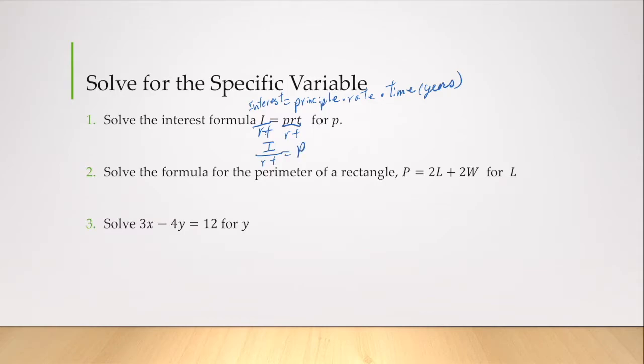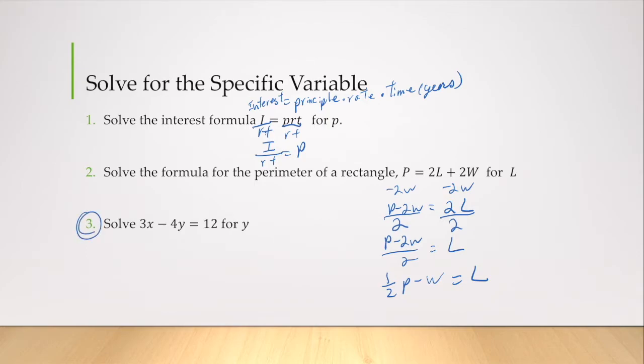Now, the formula for the perimeter of a rectangle is P equals 2L plus 2W. Let's solve this for L. So the first thing we need to do is isolate L. I'm going to subtract 2W from both sides. P minus 2W equals 2L. If I divide both sides by 2, I get P minus 2W over 2 is L. And I could write that if I wanted as 1/2 times (P minus W) equals L.